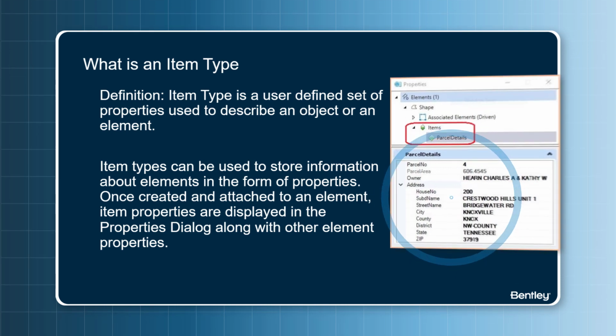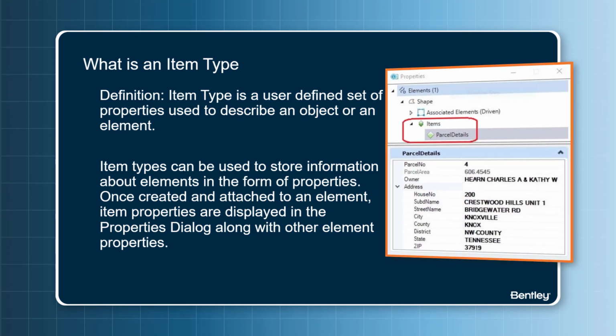In this snapshot here, we can see a shape element with an attached item type, parcel details, which has some properties like parcel number, area, owner, and address.